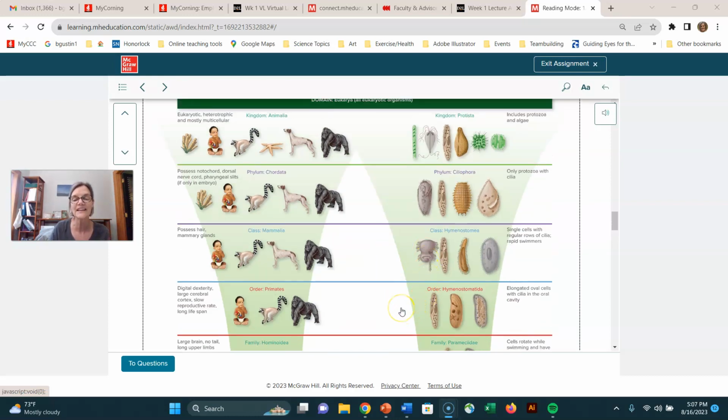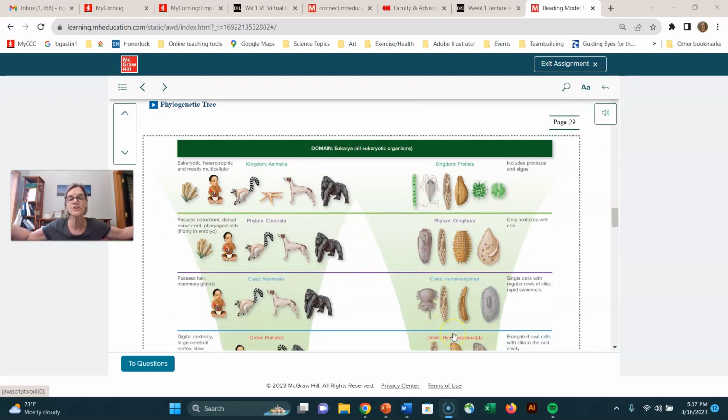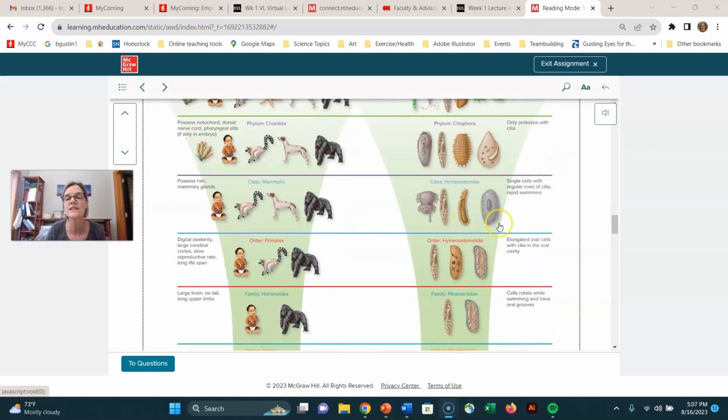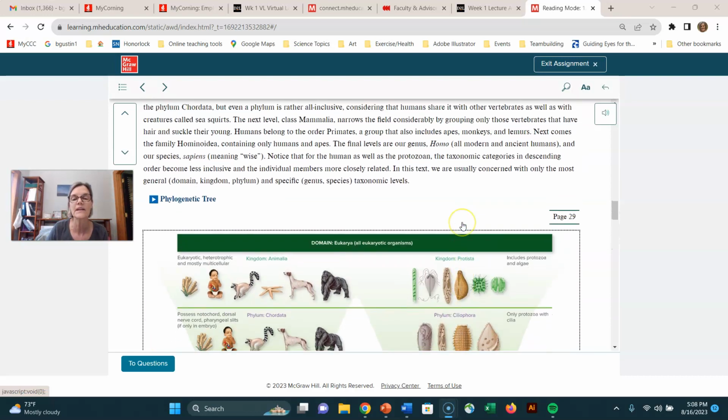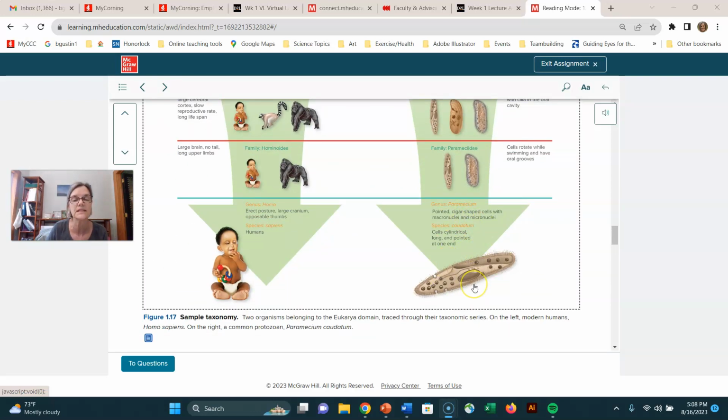And then that can get into a broader group called an order. And in the order, these are elongated cells with cilia. And then we can put it into a larger group called a class. So all the organisms that have the characteristics of single cells with regular rows of cilia are in the same class. And we can keep broadening that out. And here we get into the kingdom Protista. And get all the way down into the genus and species.